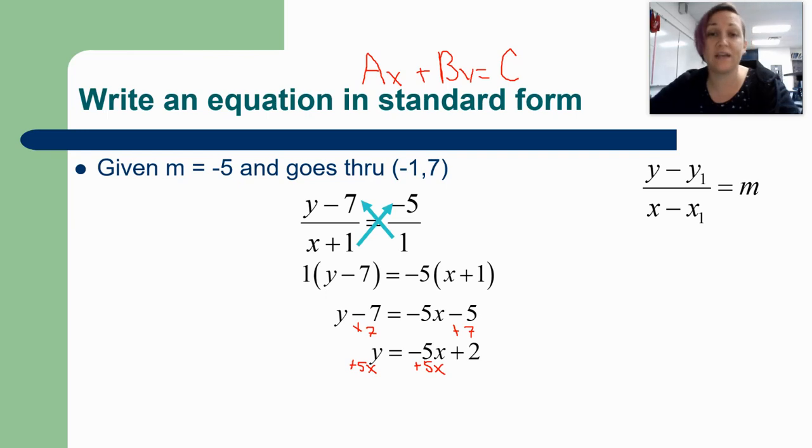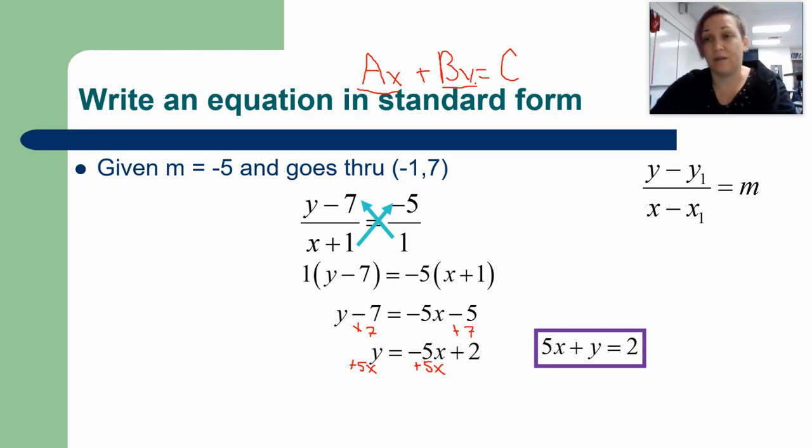When you're moving the x to the other side, the order does matter. If we look back at the top, the x has to be written first and the y has to be written second. So I will be putting it in that order. I'll put my positive 5x first, my positive y second, and then my 2 stays on the other side of the equal sign.